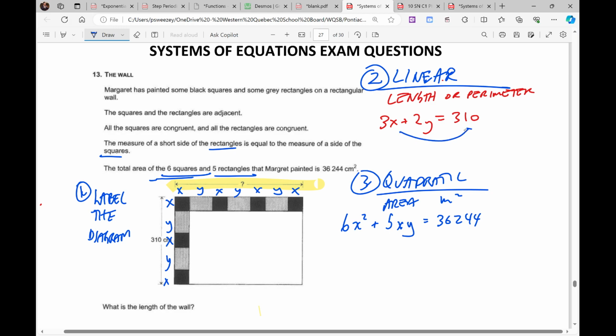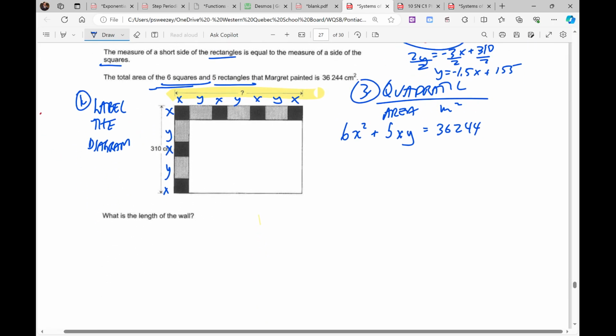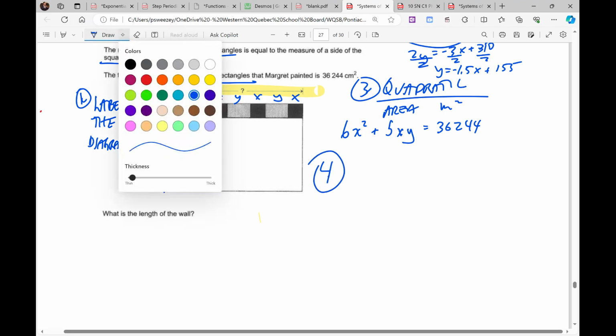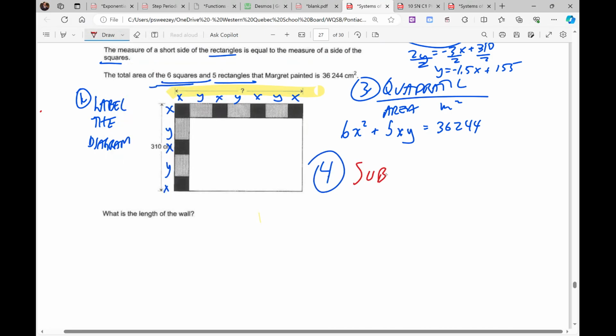So if we can, rearrange this guy here: negative 3x plus 310, divide by... y is equal to negative 1.5x plus 155. Where are we going to go from here? Well, step 4 is going to be our actual substitution.